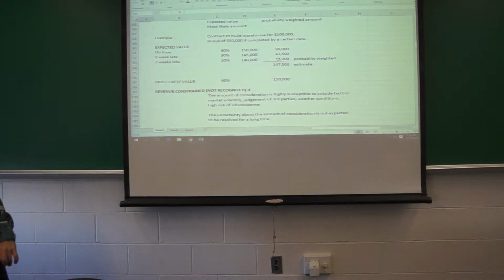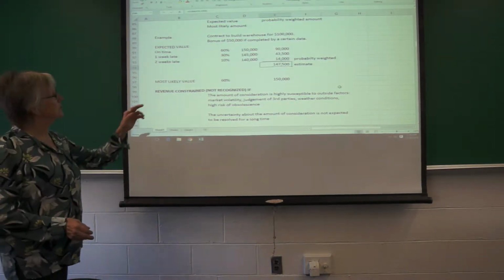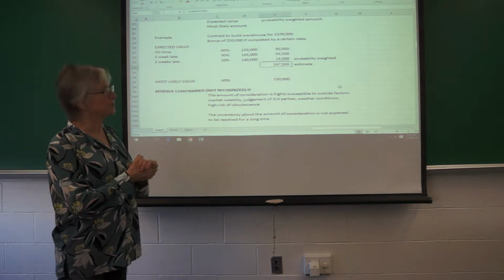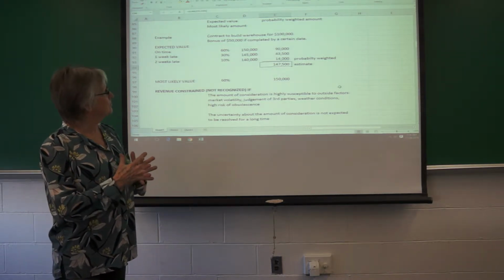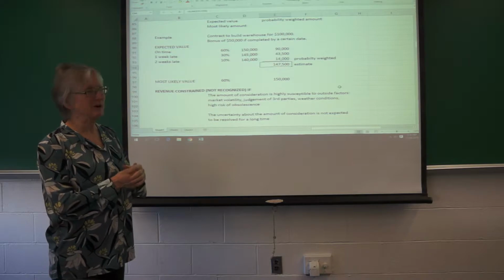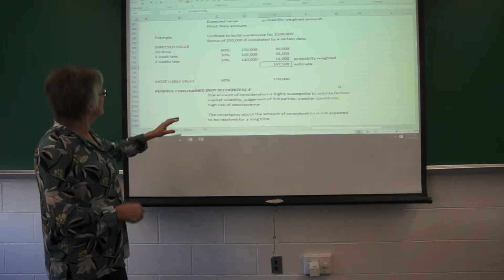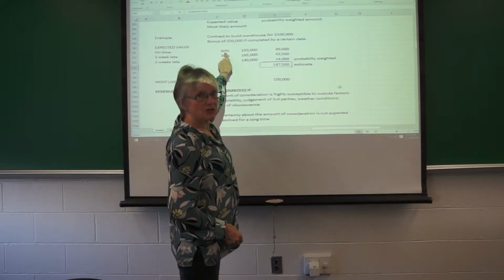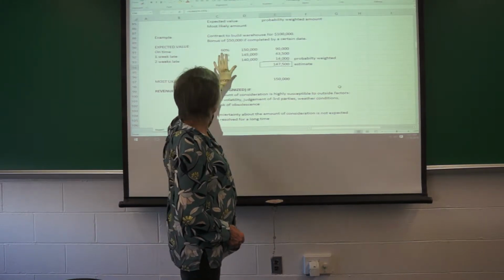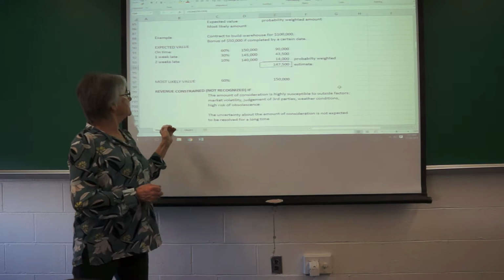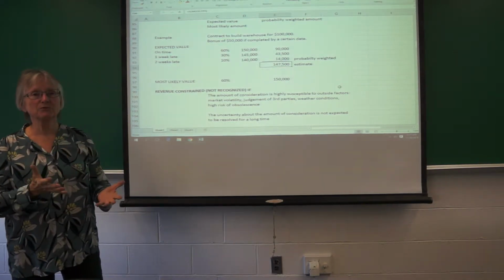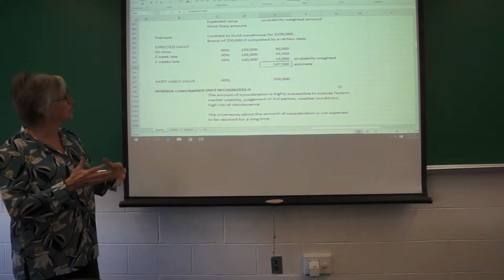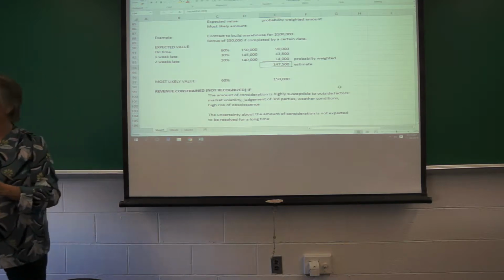So you would add them all up, and the amount of revenue you would recognize would be the 147,500 because that's the weighted probability amount you're going to collect. If you're just using the most likely value, you just take the 150 because there's a 60% chance that you'll be completed by then. So that would be what you would do if you didn't really have the experience of doing this before, so that would be the most likely value.